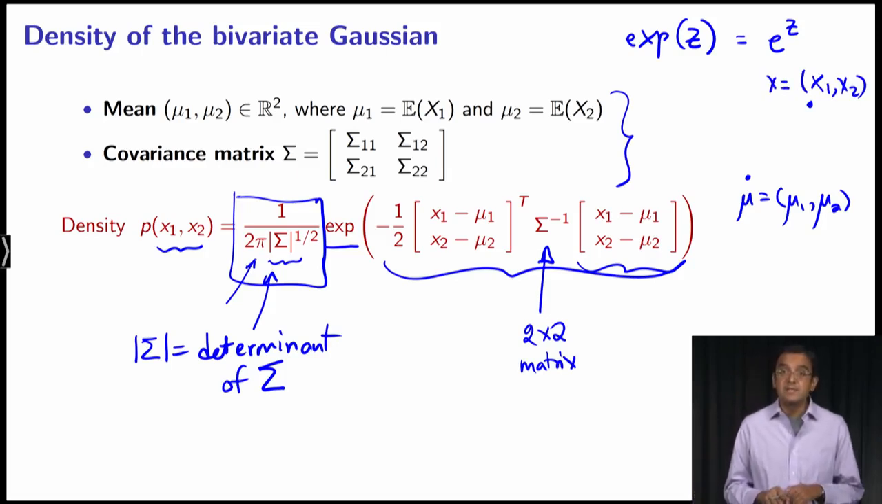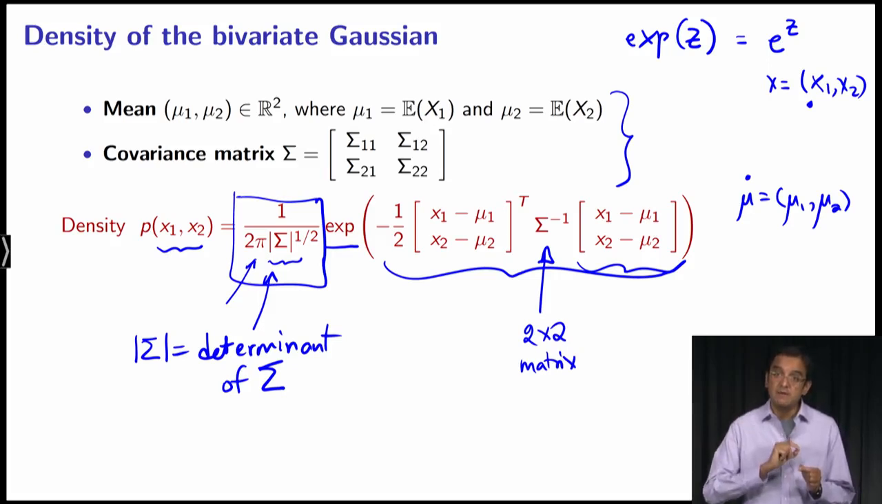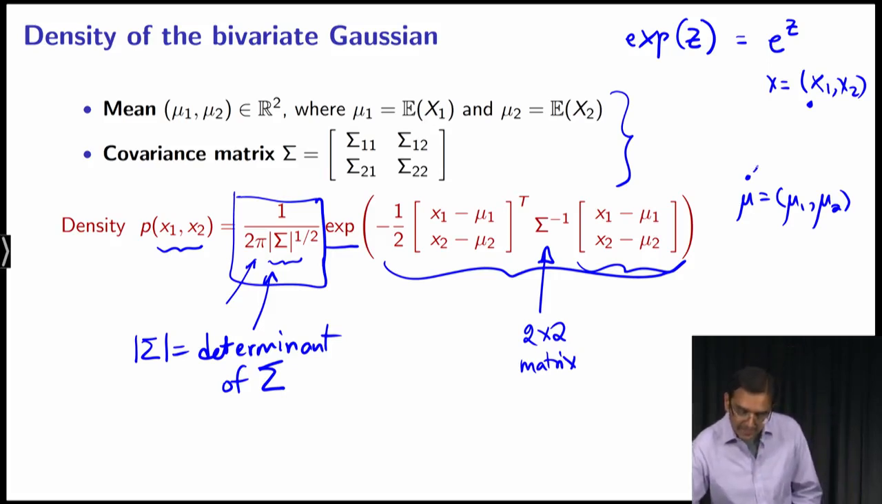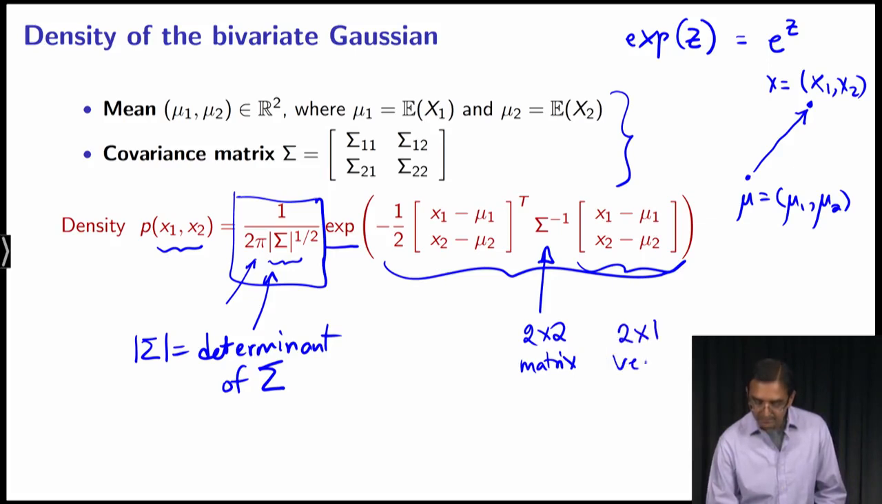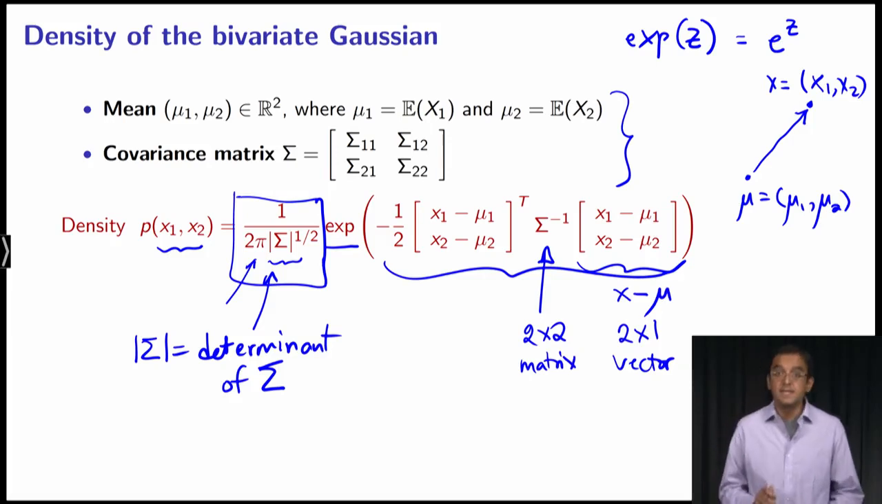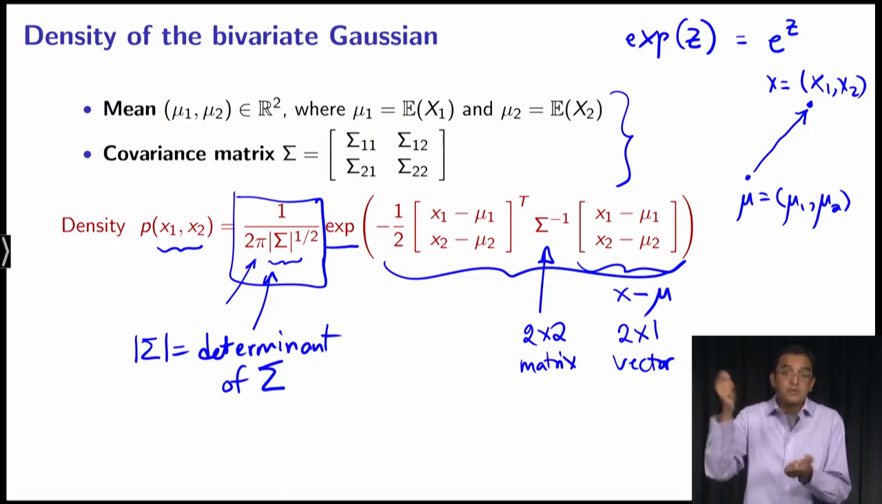So it turns out that the density depends only on the displacement of x from mu. It depends only on this displacement, and that's what this vector is over here. It's a 2 by 1 vector. It's just x minus mu. It's the displacement of x from mu. Mu is the center of the distribution. x is some point whose density we're trying to figure out.